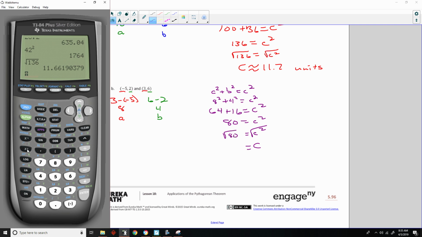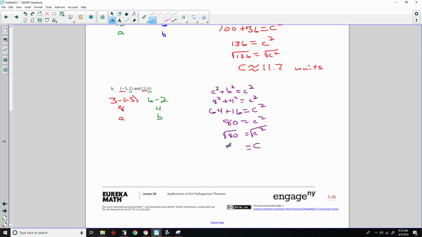The square root of 80 is just shy of 9, because the square root of 81 is 9. So it's 8.94, rounded to the tenth is 8.9. And since it's an approximation, I will be representing that as approximate. So c is approximately 8.9 units.